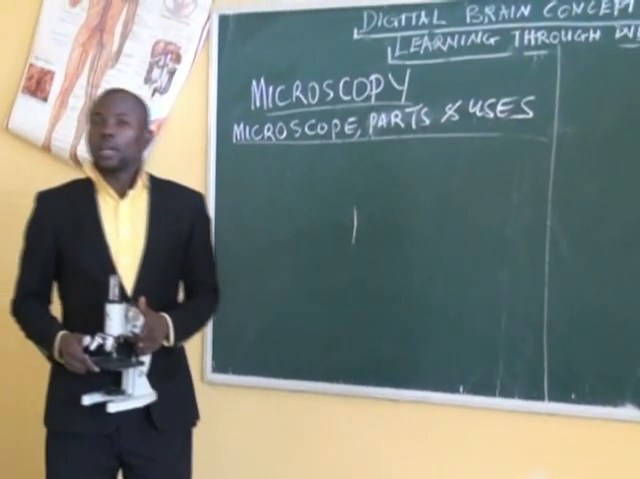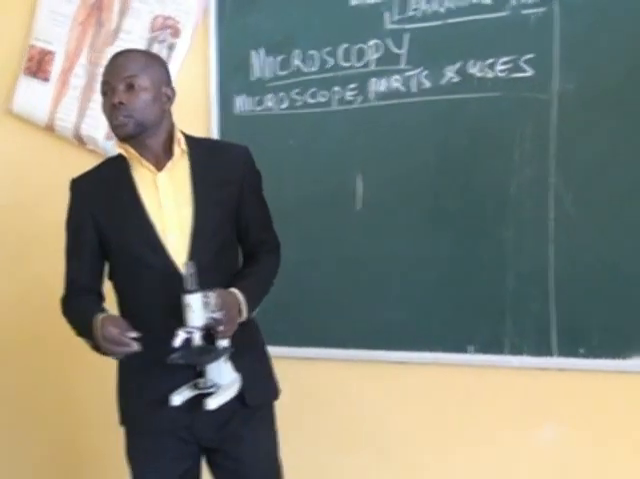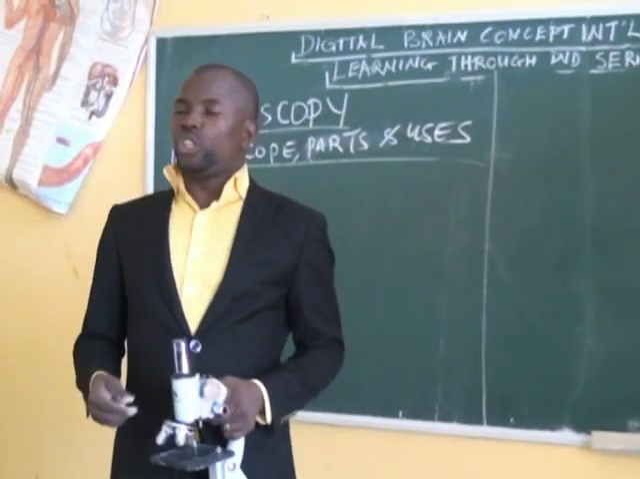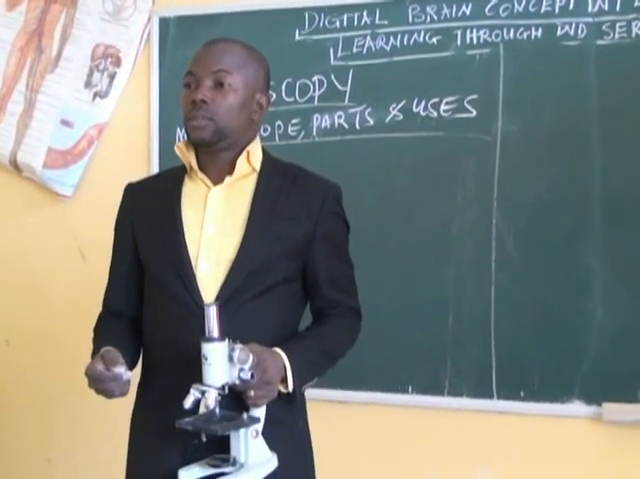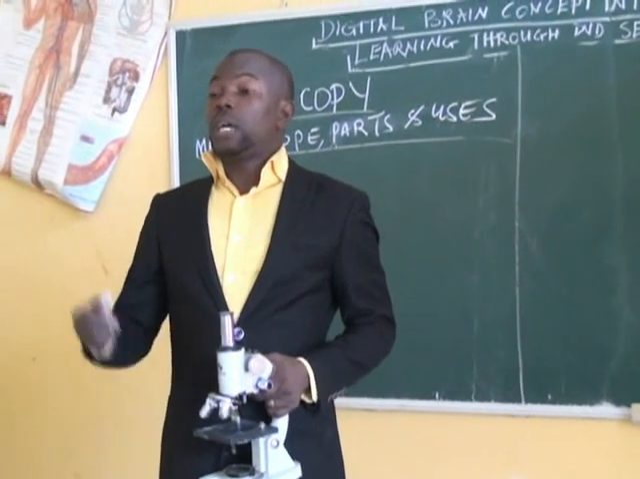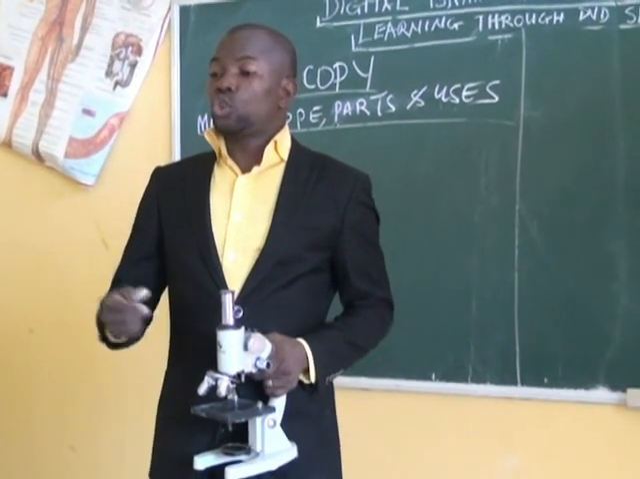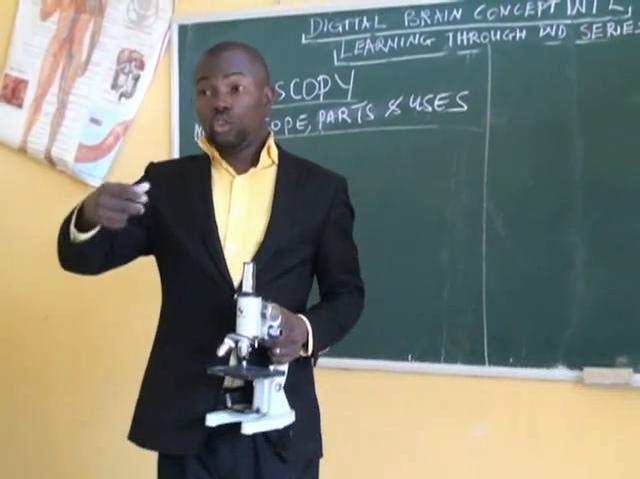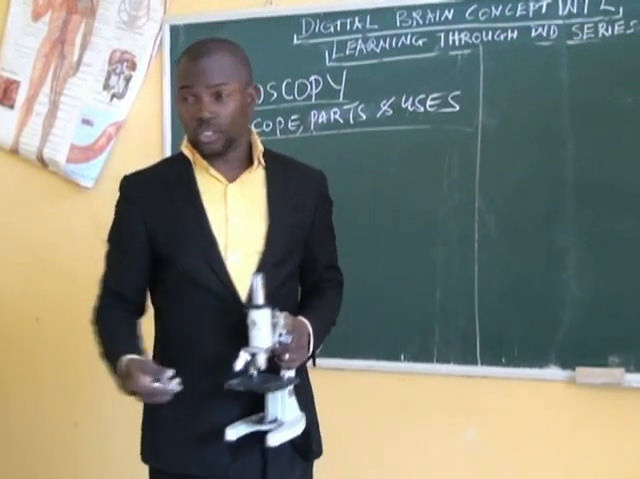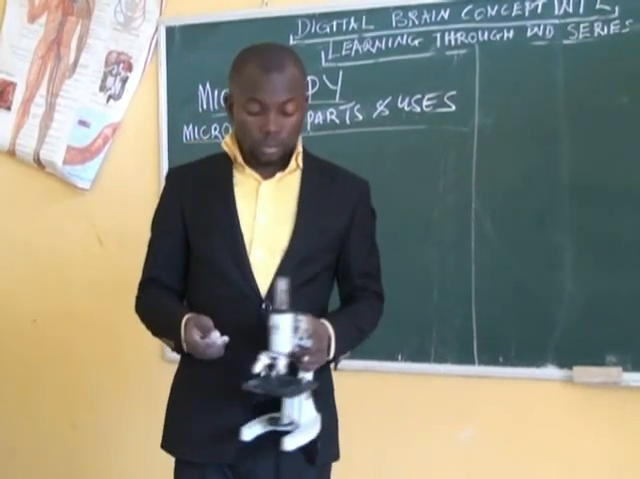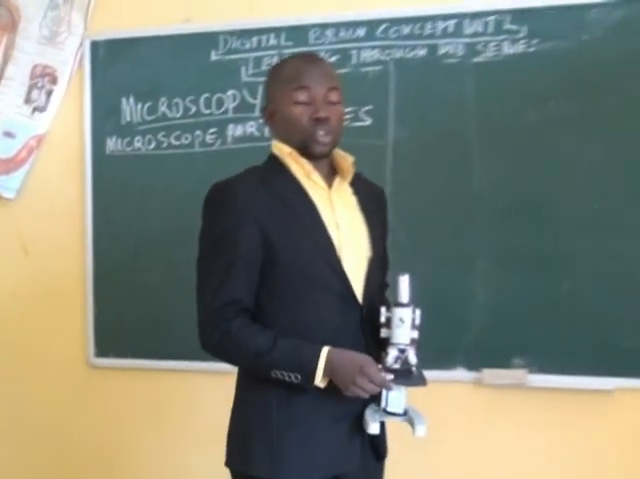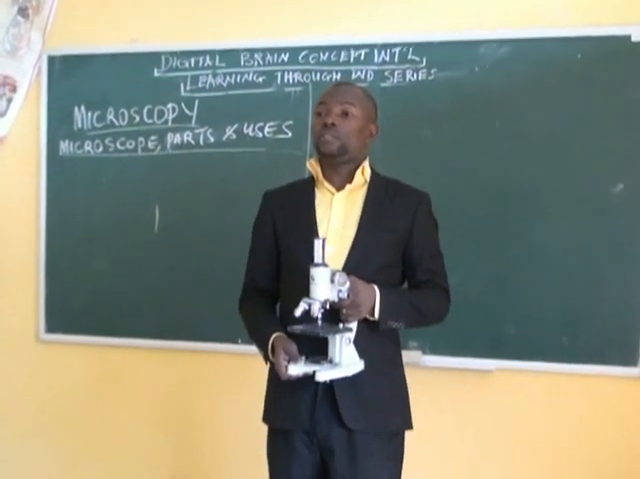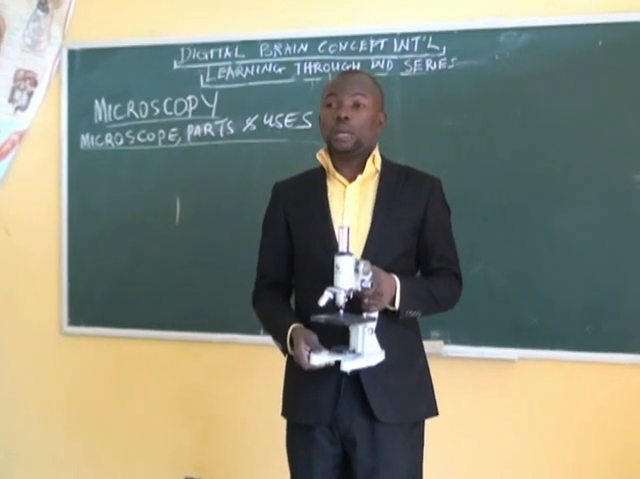Friends, having explained some of the equipment and the tools we use in biology lab, having introduced them, and having also introduced some of the chemicals and reagents we use in routine laboratory processes, now we shall talk about the microscope, because it is one of the most important tools we use in biology lab.